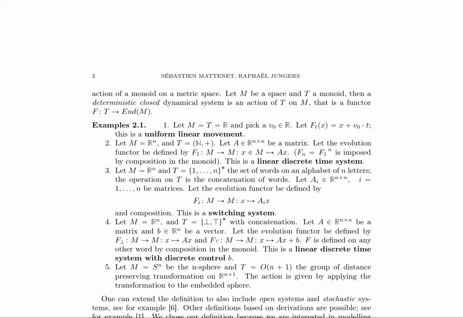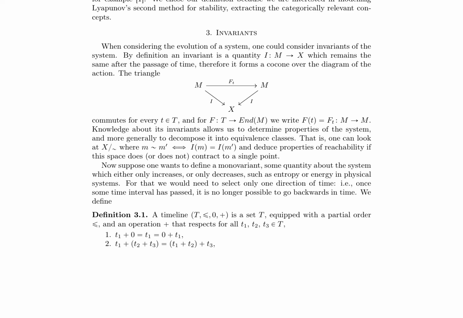Deterministic closed dynamical systems are defined as actions of a monoid on a metric space, with their evolution described by functors. Examples include uniform linear movements, linear discrete time systems, switching systems, and systems with discrete control. The concept of invariants, which remain unchanged under the system's evolution, is crucial for understanding system properties.